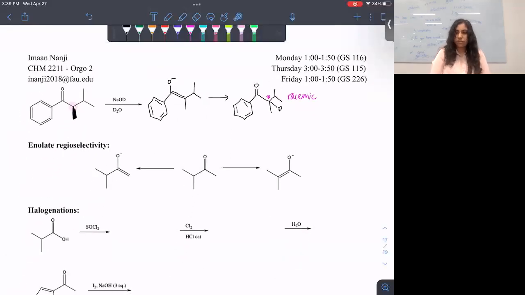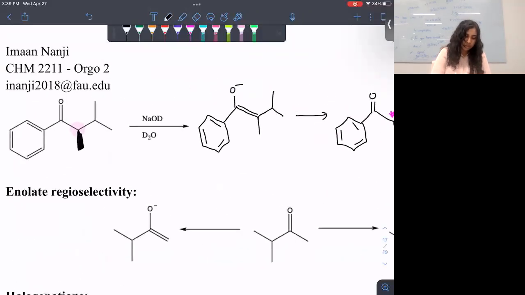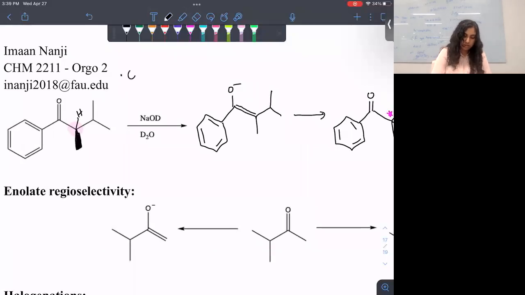But yeah, so the criteria for racemization is having a chiral center at the alpha carbon, and then also having a hydrogen that you can deprotonate. Because remember, you can't form the enol if you have no hydrogens to eliminate. So yeah, chiral center and one alpha hydrogen. That's what you need. And then basic solution to get a racemic mixture.